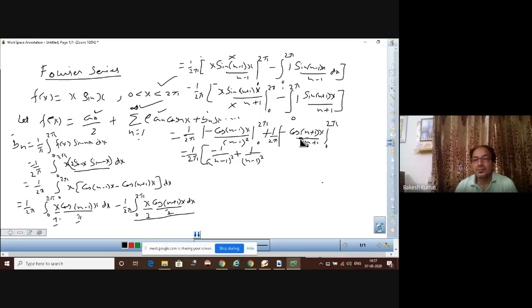Now substitute the upper limit here, cos 2 pi into (n plus 1). Again by De Moivre's theorem, cos 2 pi is plus 1 and raised to power n plus 1 always gives you 1. So that will be minus 1 upon (n plus 1) square, because n plus 1 is already there, and after integrating you will get one more n plus 1. So (n plus 1) square. And similarly for cos 0, that is 1, and you will get (n plus 1) square.